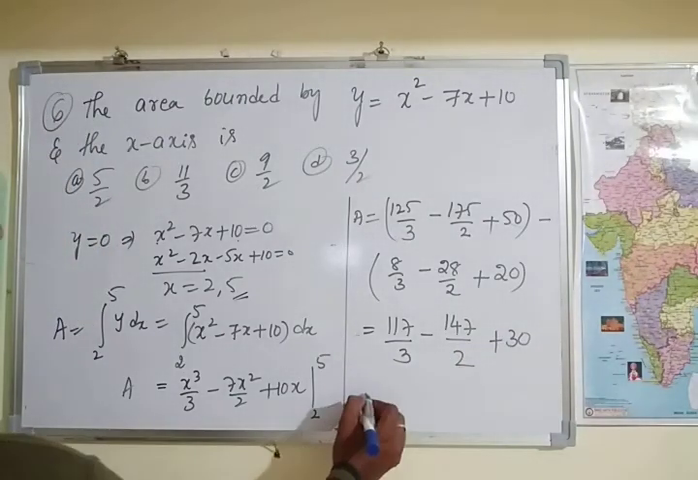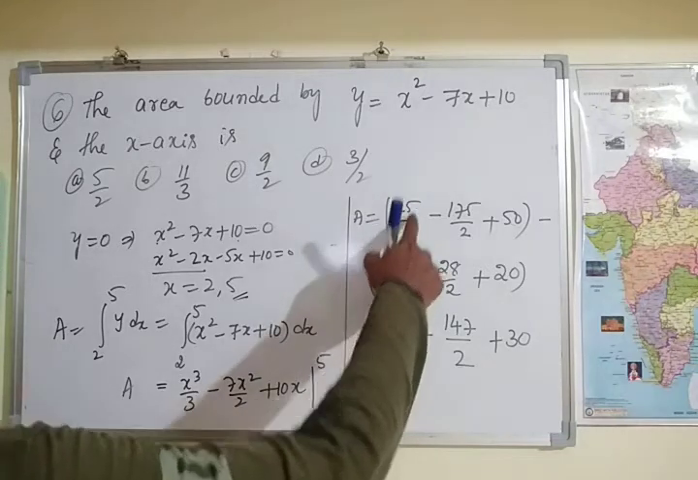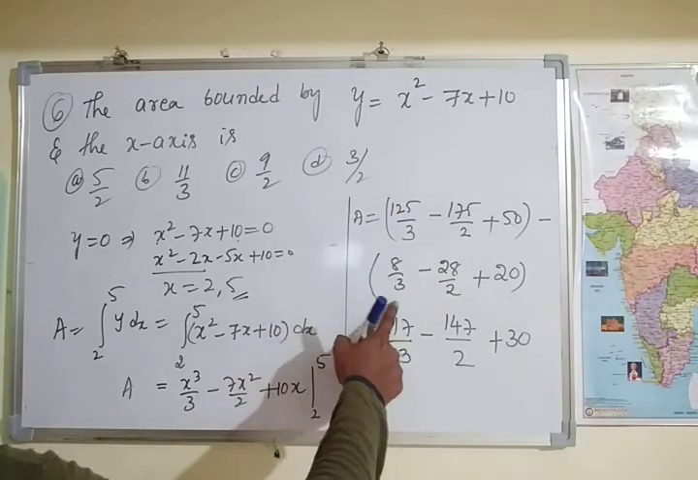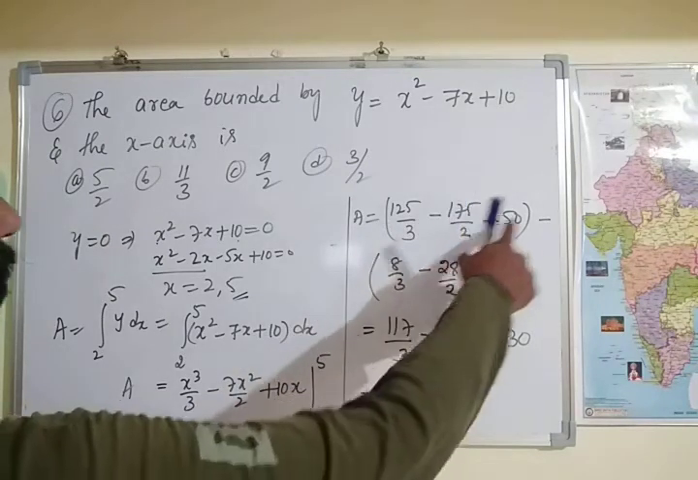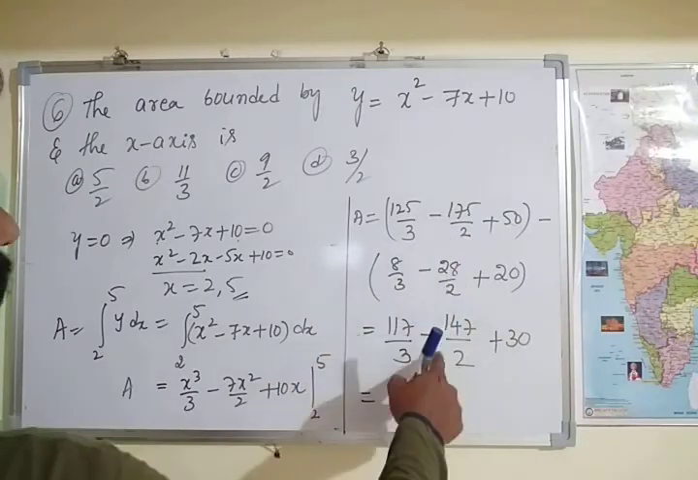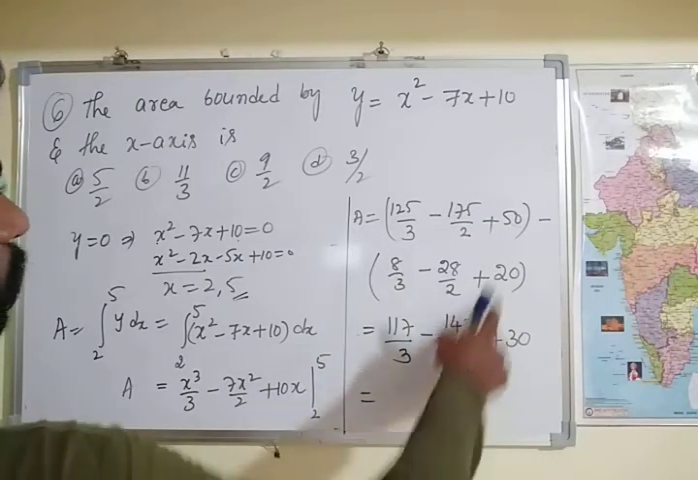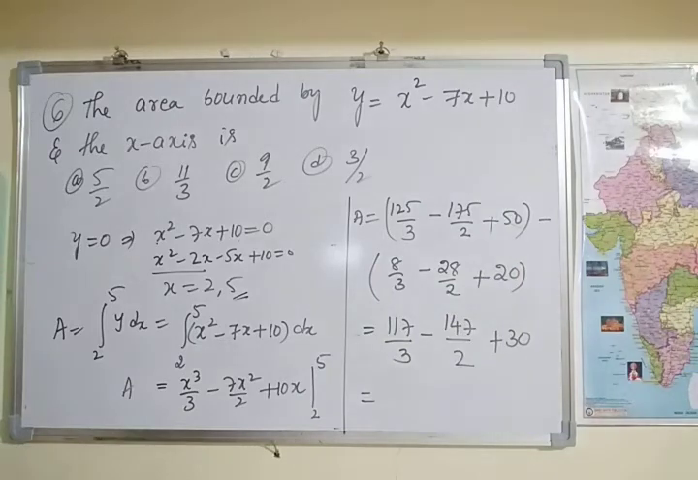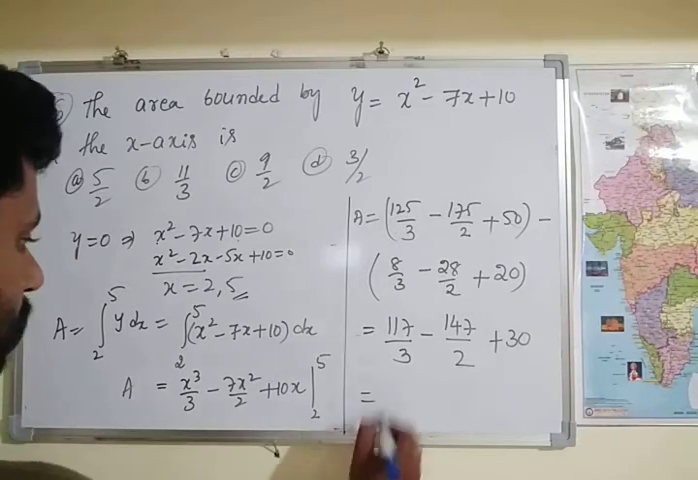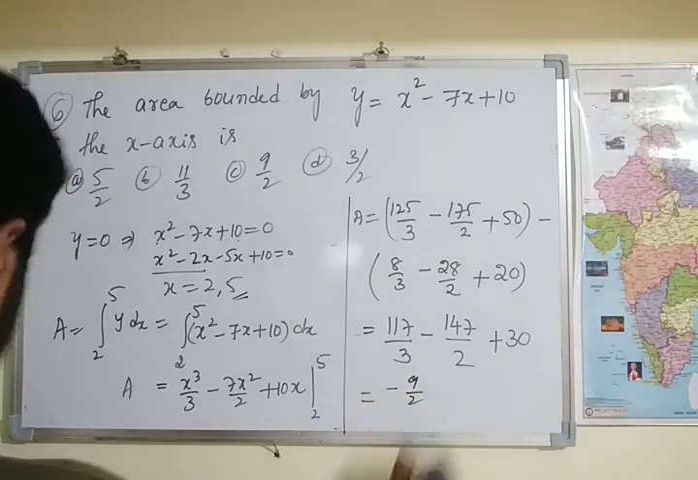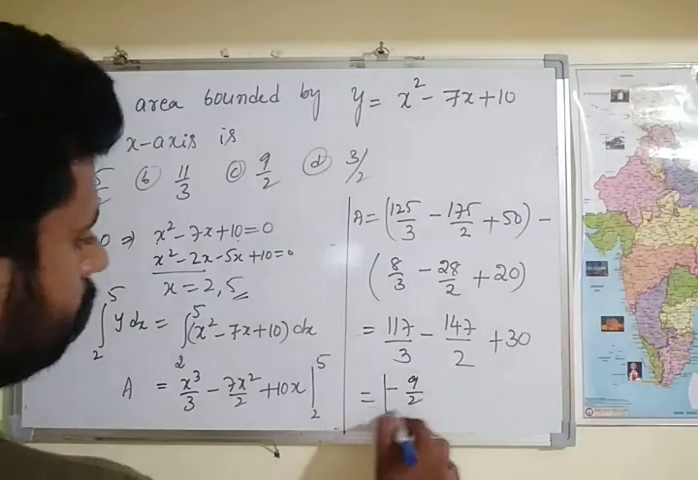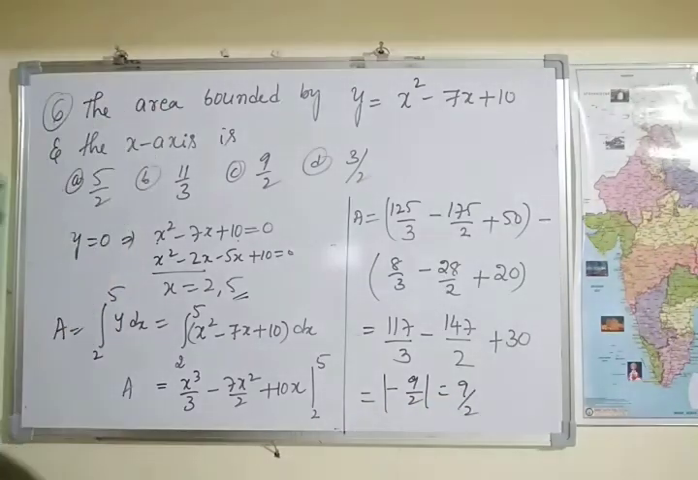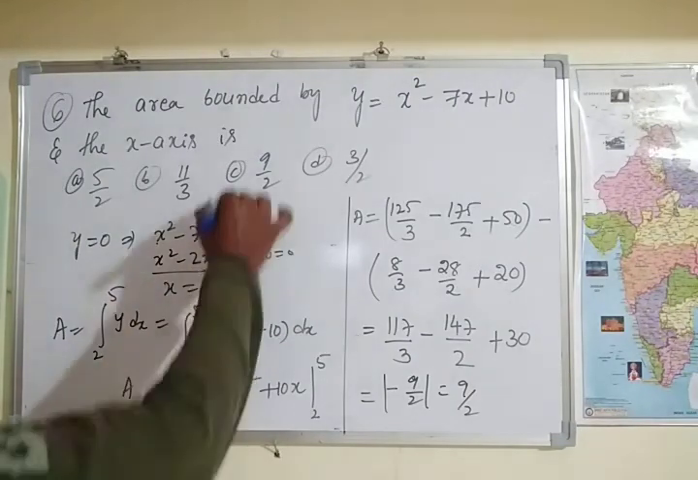Next, 125/3 − 8/3 gives 117/3. Then −175/2, with minus into minus becoming plus, subtracting the result gives 147/2. And 50 − 20 is 30. Next, take the LCM of this result, and finally we get −9/2. Area is always positive, so we take the modulus form, which is 9/2. Option C is correct.